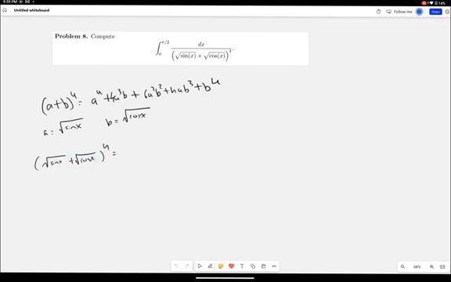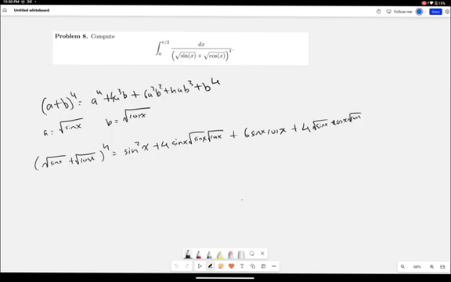So square root of sine to the power of 4, that's just going to be sine squared x plus 4 sine of x, square root of sine of x, times square root of cosine of x, plus 6 sine x cos x. Plus 4 square root of sine of x cos of x times square root of cos of x plus cosine squared x.